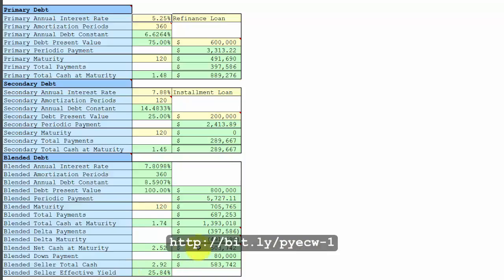Now, we also included a down payment of $80,000 for $583,742. That's almost 3 times the seller's apparent equity, $200,000. Now, his effective yield on lending his equity to you is 25.84%, and I'll show you how that's calculated.